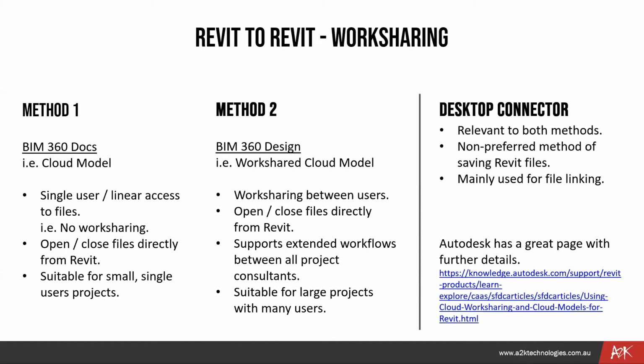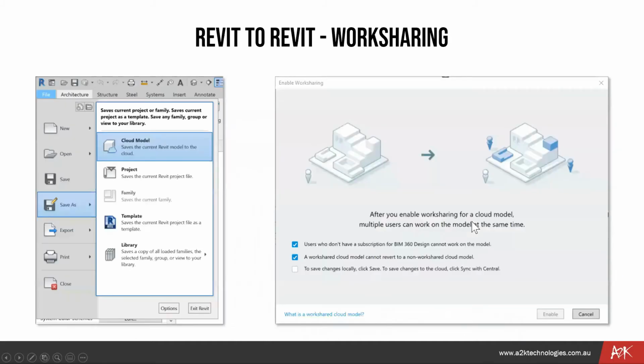But the desktop connector for methods 1 and 2 is mainly used so that we can link files rather than opening or saving the host model themselves. There's a lot more detail on the differences between these two methods at this excellent Autodesk page, which covers it in quite a bit more detail.